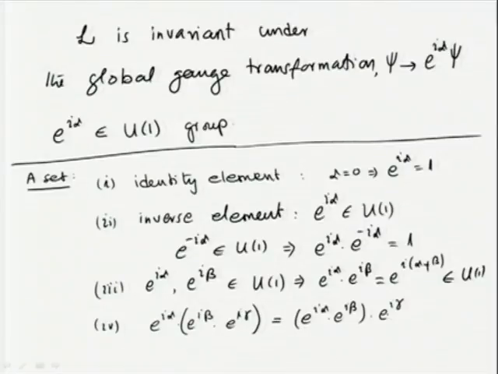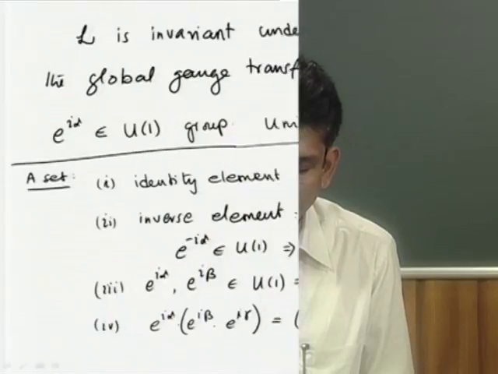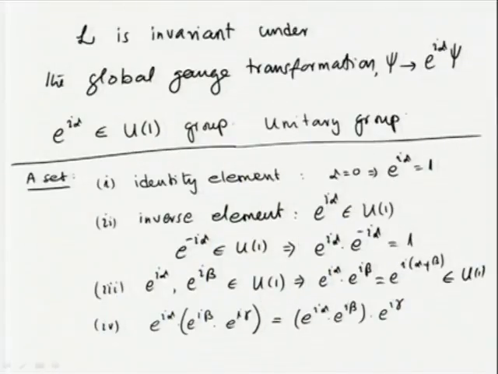In this particular case, alpha can take continuous values, any value, and therefore it is called a continuous group. U1 is a continuous group. U actually means unitary, so it is a unitary group, and there is only one parameter to represent the group element. That is why you have 1 in the bracket, U(1).